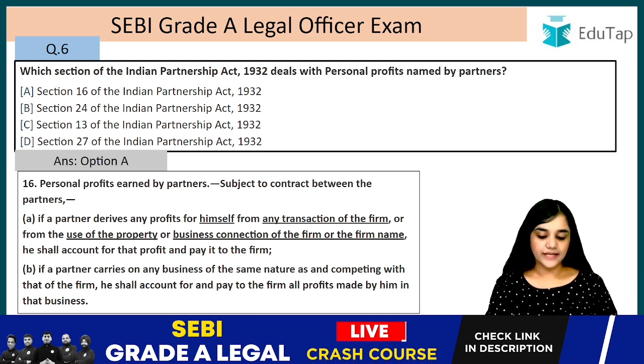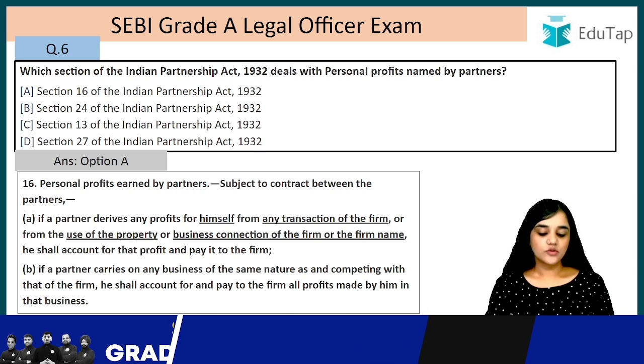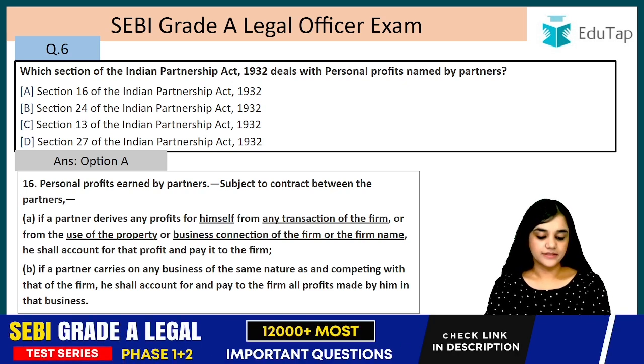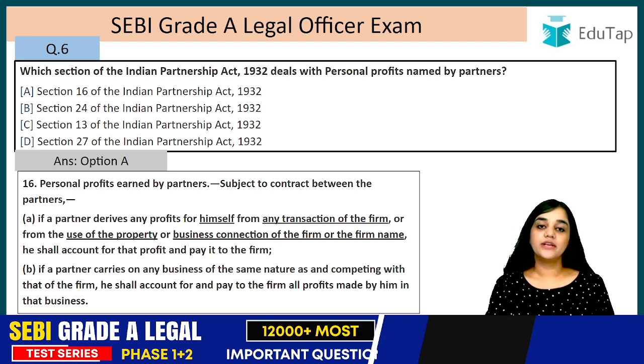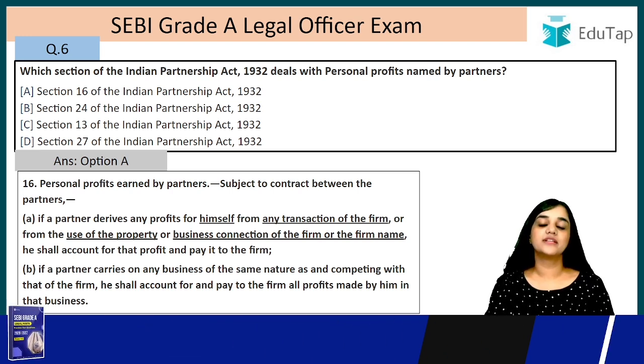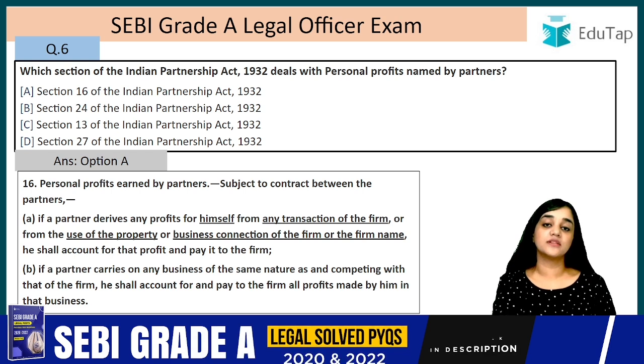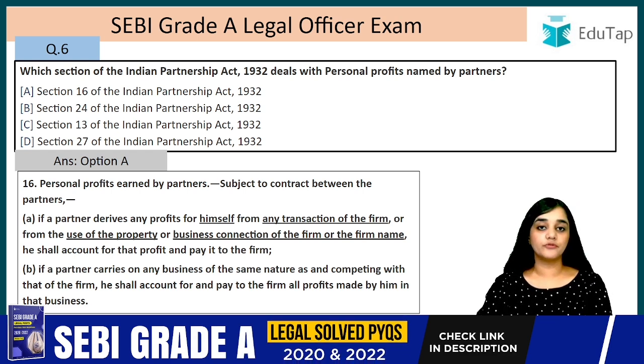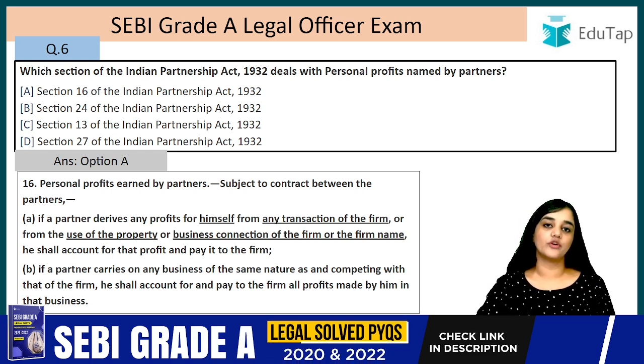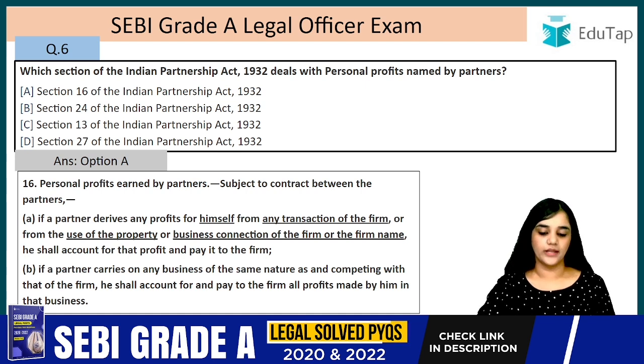If a partner carries on any business of the same nature as competing with the firm, it is also not allowed. So if he is carrying on any business of the same nature or which is competing with the firm, he shall account and pay to the firm all the profits made by that business. So if he is competing with his own firm, if he is personally doing any business which is similar in nature to that of the firm, then he is liable to pay for it as well.